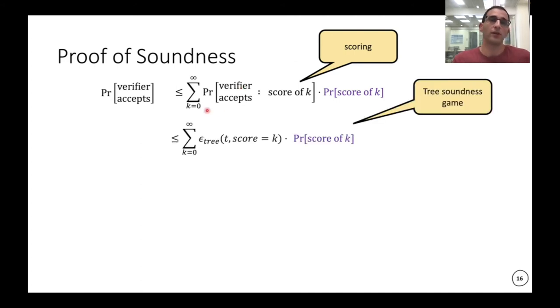So now I can focus on one specific k and ask, what is the probability that the verifier accepts? What is the probability that the cheating prover succeeds if I condition on him getting a score of at most k? So if k is 3, it means I cannot find 4 collisions. He has a budget of 3 collisions. So what's the probability of succeeding with this specific budget? This is exactly why we introduced this game, the tree soundness game. So this is really by the definition of the tree soundness game.